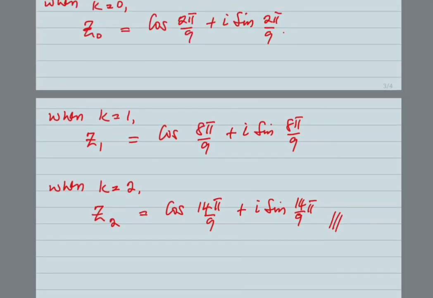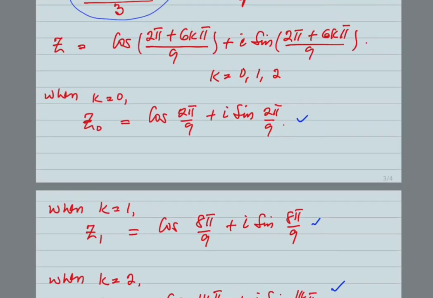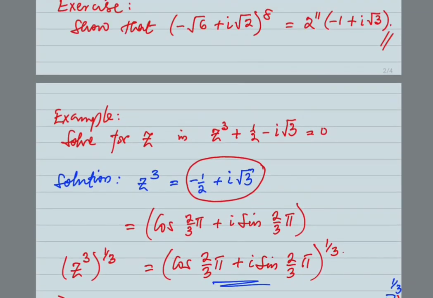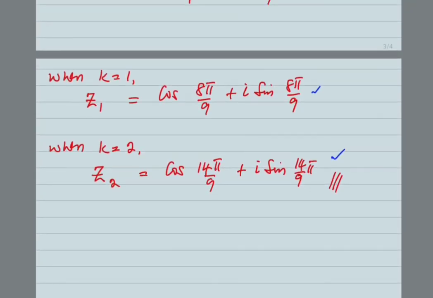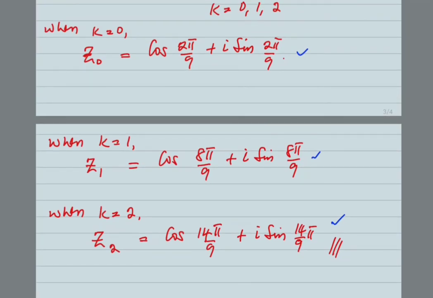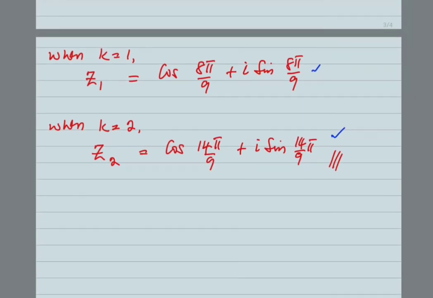So the first root will be this one, the second root will be this, and the third root will be this. One thing about these roots is that by the time you raise any of them, either z0, z1, or z2, to power 3, you are going to get back your z. So that is that.